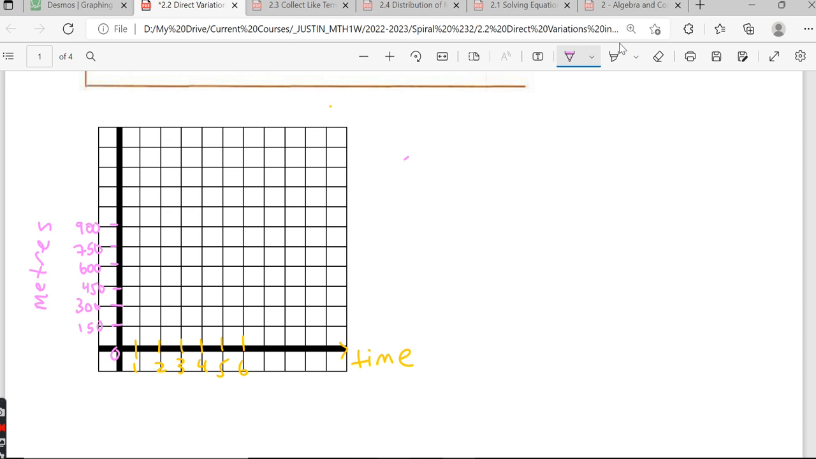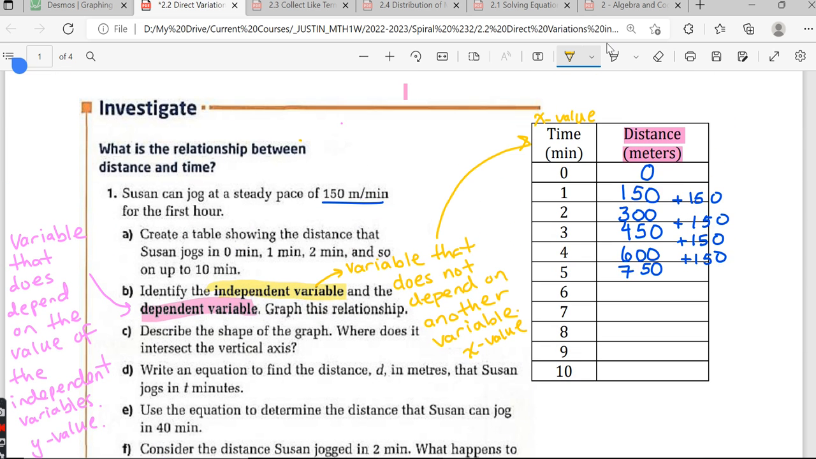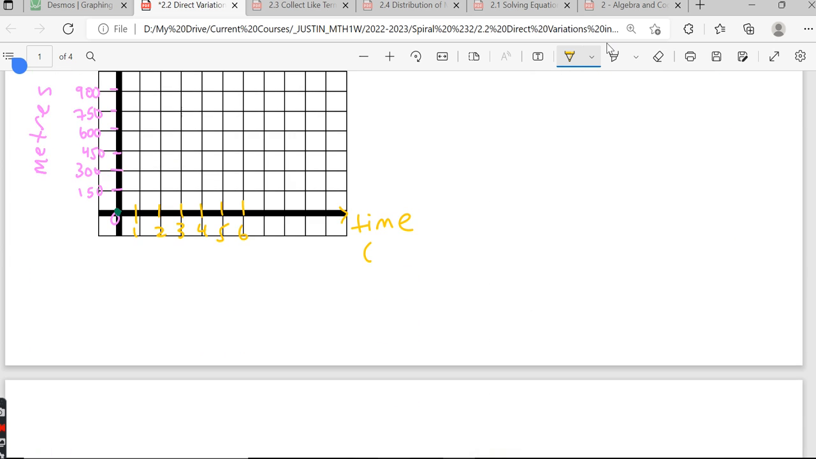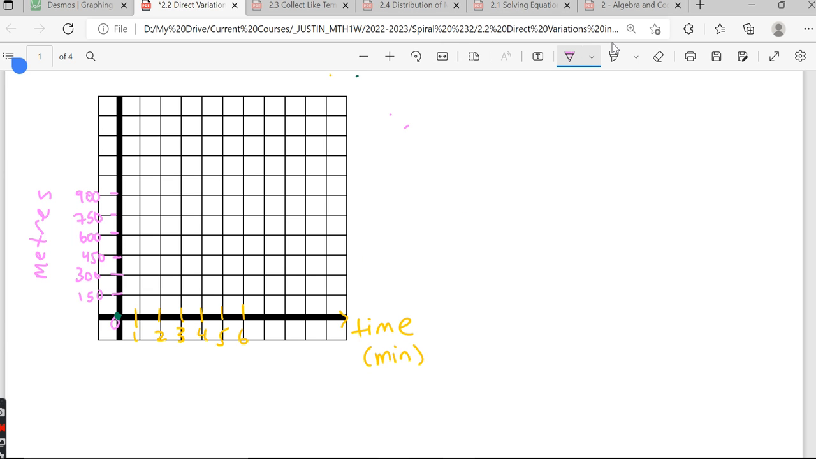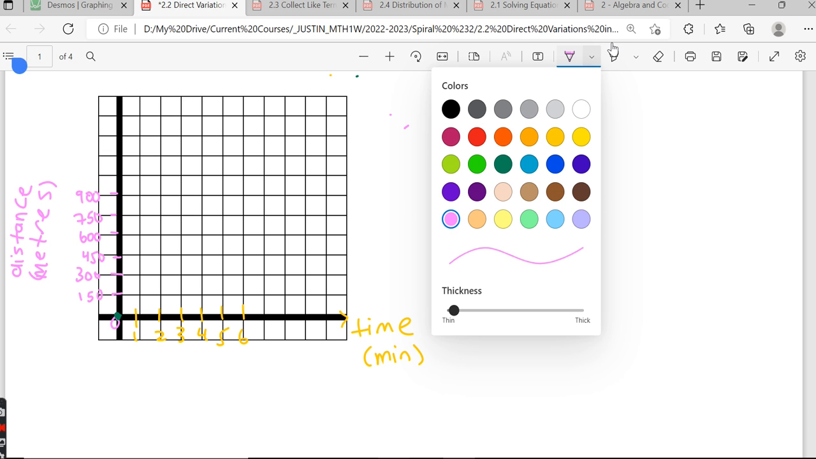Okay. Now let's plot the points that we have on the table. So we know we have 0, 0, because if time doesn't pass, you don't go anywhere. After 1 minute, oops, I need to be more specific with my time. Am I measuring in minutes, seconds, hours? Let's go back and see. Looks like we're measuring in minutes. So my time is in minutes, and on my y-axis, we're looking at distance in meters. Okay, so let's plot these points.